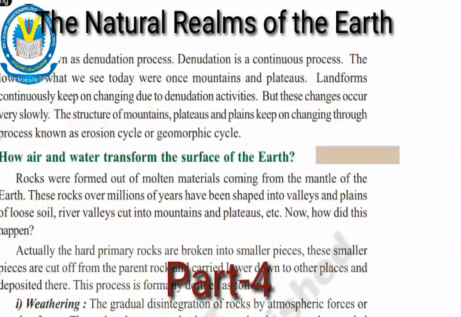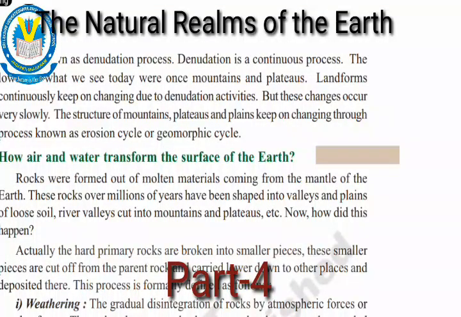Here, the major factors are air and water. They transform the surface of the earth. So, here we have four processes. First one, weathering.